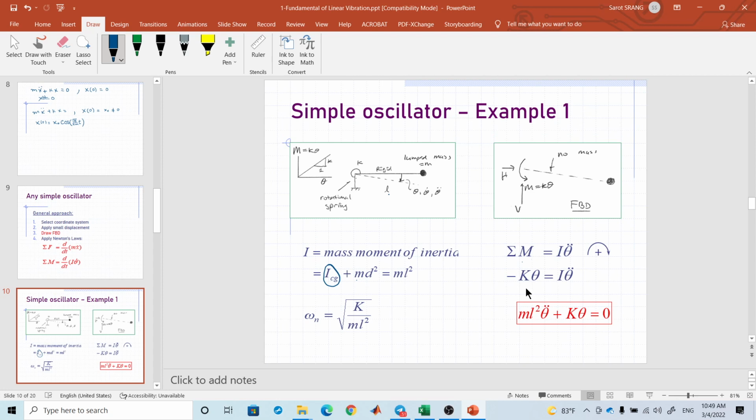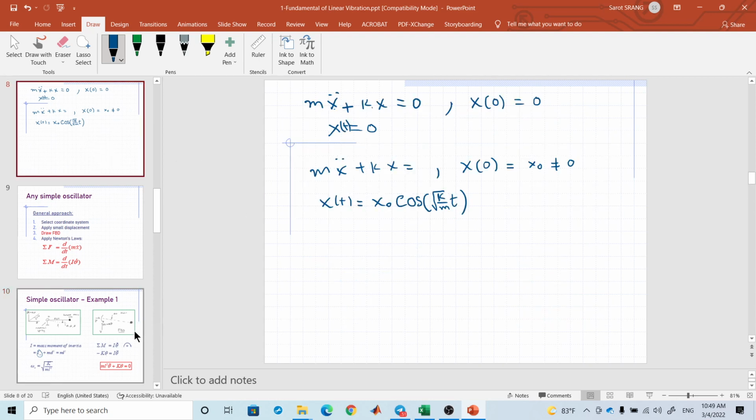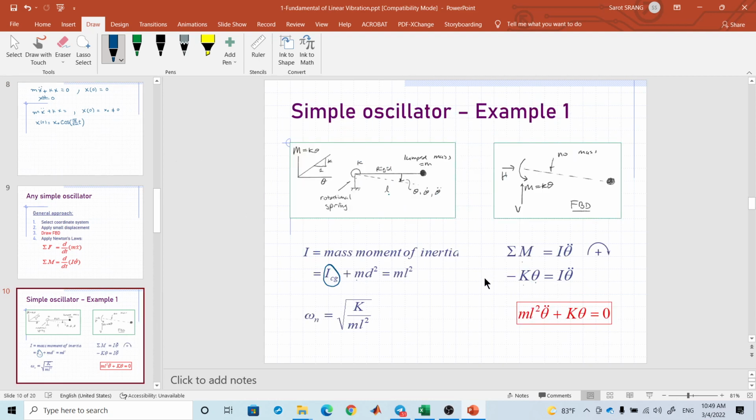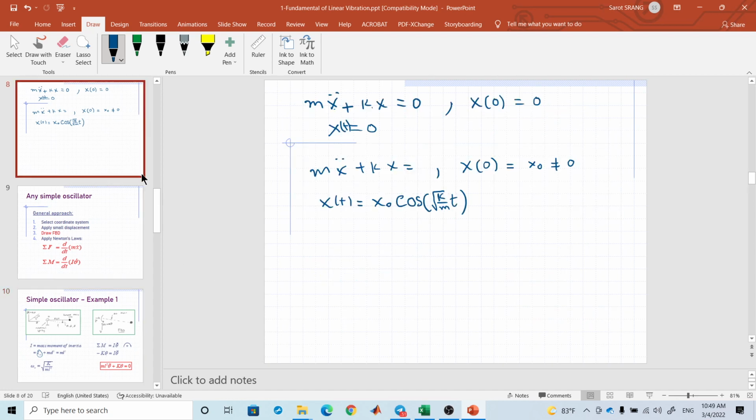Okay, so the rotational spring is K, the spring constant, times the rotation angle. It's very similar to this equation. Okay? Very similar. It's just that this motion is rotation. So you have the same form of equation, second order with constant coefficients like this, and you can do the analysis similar to this.